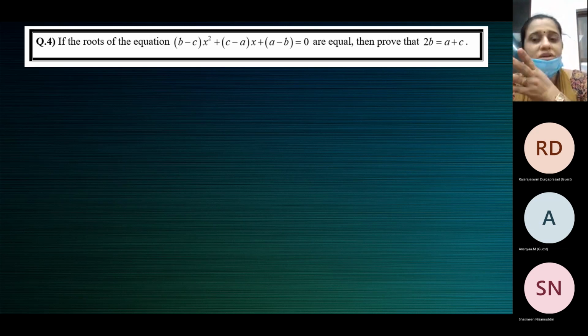If the roots of the equation are equal, then prove this one. You should not solve and find the values of X here. It's not solving to find X. It's not solving at all. You should just work the discriminant and get this result: 2B is equal to A plus C.